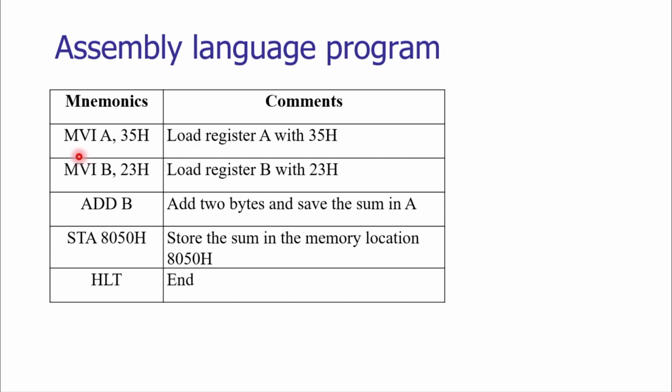Here, the loading operation is represented by the word MVI. MVI A means we have to load the register A with a value. What is the value? It is 35H. Similarly, we have to load the register B with the value 23H. Then the next mnemonic is ADD B. So we are adding B to A directly. No need to write the letter A over here.